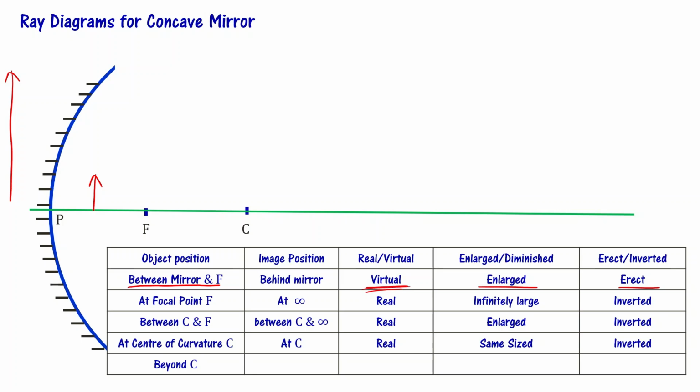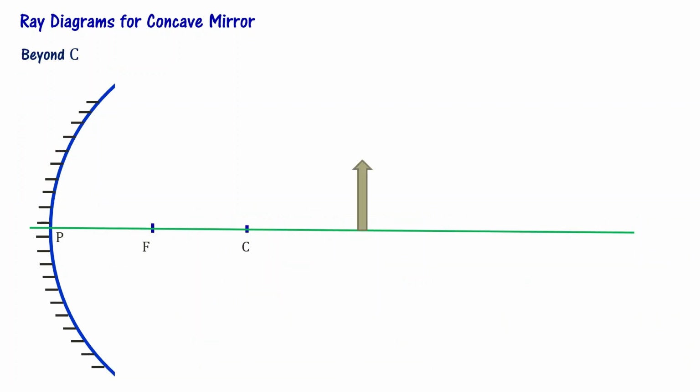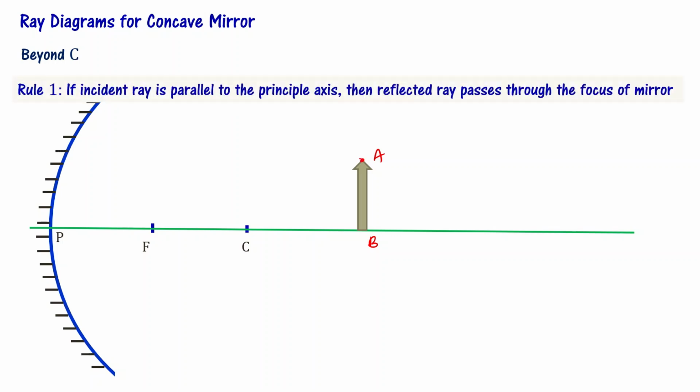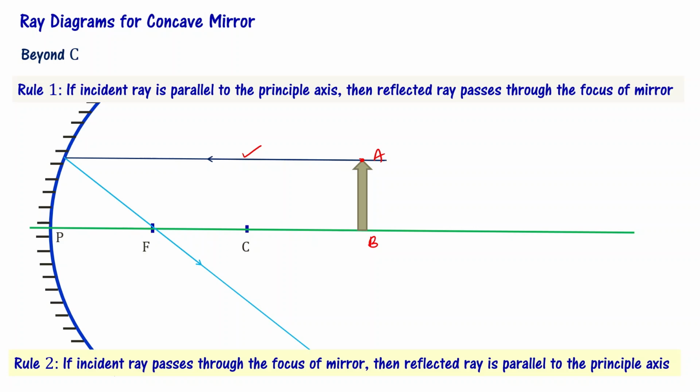The next case we are going to see is what happens when the object is beyond C. Now we have to draw ray diagrams for this, right? From point A, I'm going to use rule number 1. Rule number 1 says that when the incident ray is parallel to the principal axis, the reflected ray has to pass through the focus of the mirror. And the second ray I'm going to draw is based on rule number 2. Of course, you can use rule number 3 also.